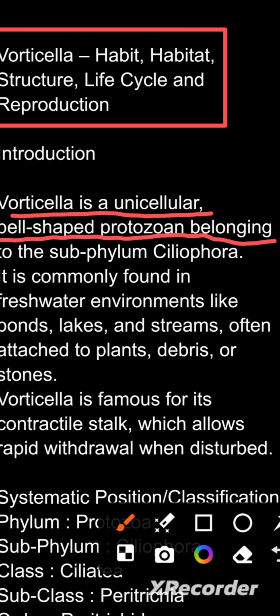Debris refers to scattered pieces of destroyed or broken things. Vorticella is famous for its contractile stalk, which we will study, which allows rapid withdrawal when disturbed.